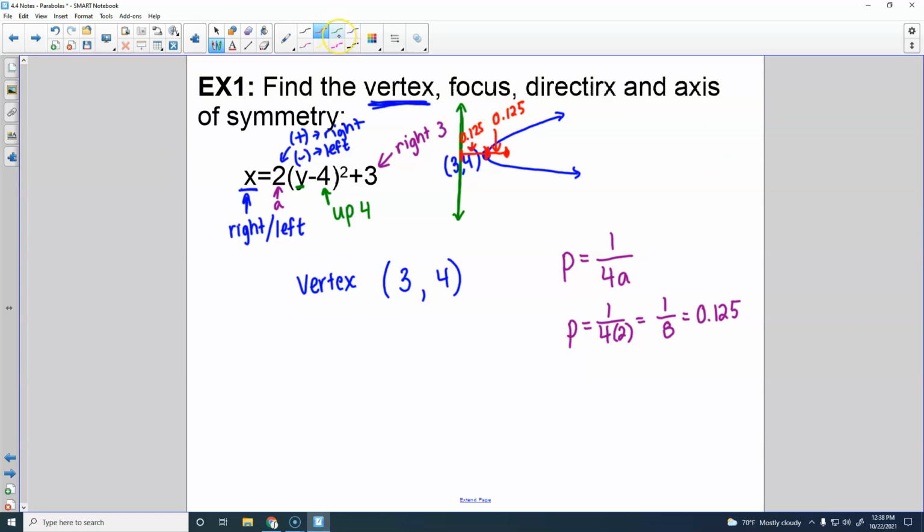So, much like we've done with our ellipses and our hyperbolas, we're going to start from our center right here, which is at 3, 4. And if I want the focus, I have to go to the right. So for my focus, I'm at 3, 4, and I need to move to the right 0.125. So which coordinate am I going to change if I'm moving to the right? The x coordinate, right? And do I need to add or subtract? I need to add. So I'm going to have my focus at 3.125, 4.